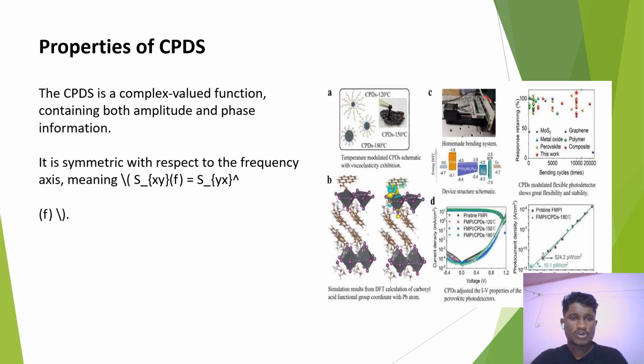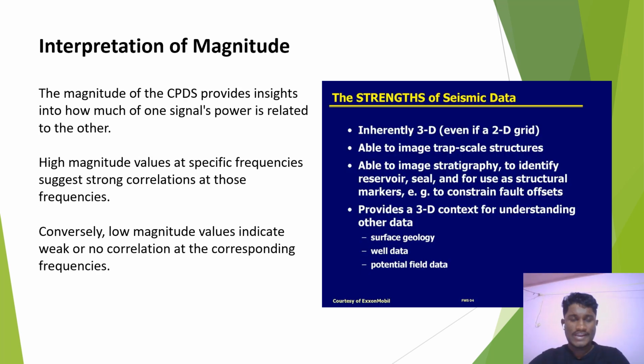The CPDS is a complex-valued function containing both amplitude and phase information. It is symmetric with respect to the frequency axis. Here we can see the pictures of bending systems, bending cycles. Interpretation of magnitude: the magnitude of the CPDS provides insights into how much of one signal is related to the other.